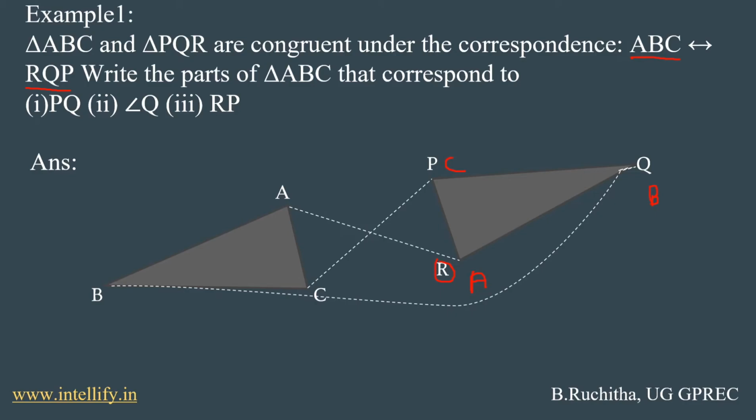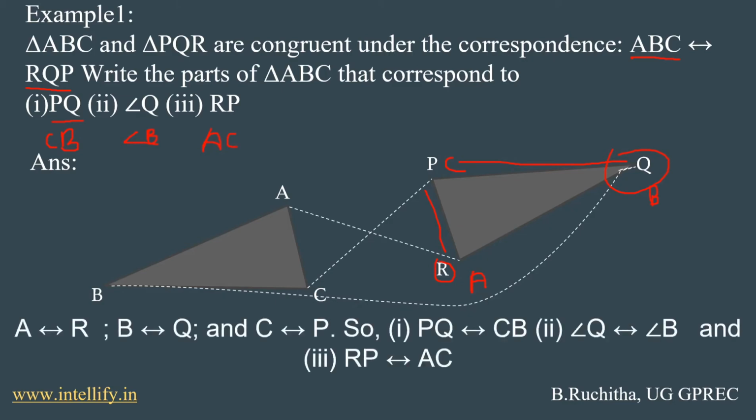And they are asking what is the corresponding line segment of PQ? That is CB. Second one is what is the corresponding angle of Q? That is angle B. And the third one is what is the corresponding line segment of RP? That is line segment AC. Let us check the answers. Yes, exactly correct.